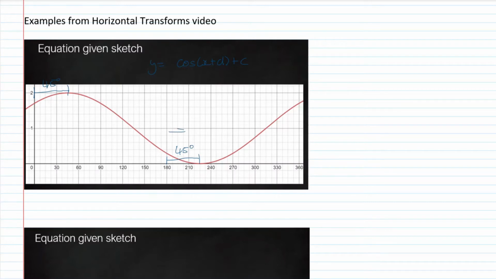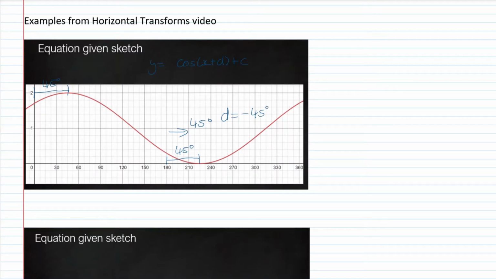right by 45 degrees. And usually we associate going to the right with the positive direction, but remember in terms of horizontal translations and stretches, it kind of goes against intuition, so this actually corresponds to a shift d of negative 45 degrees.